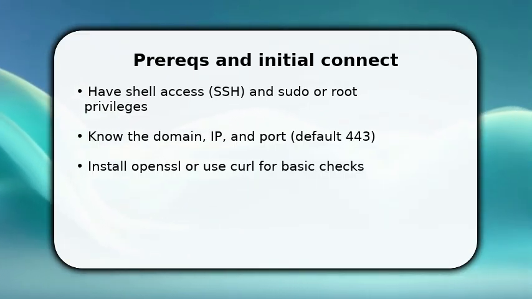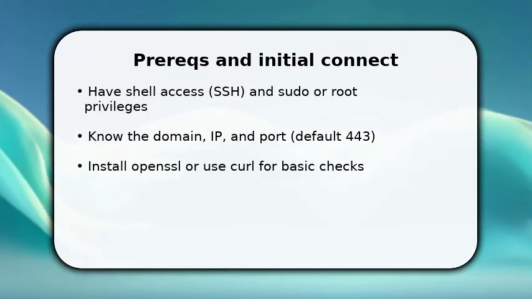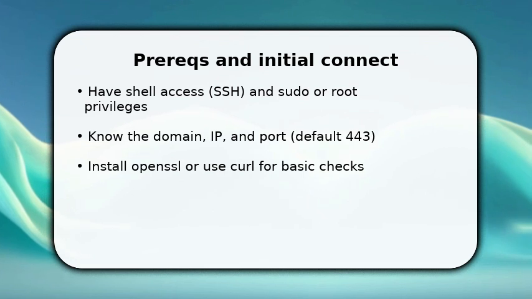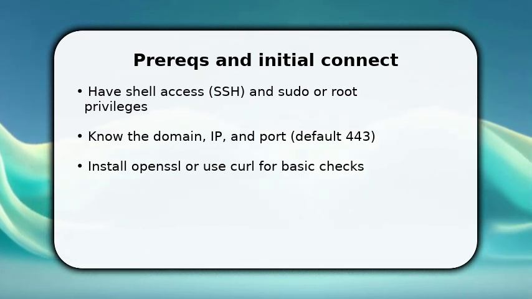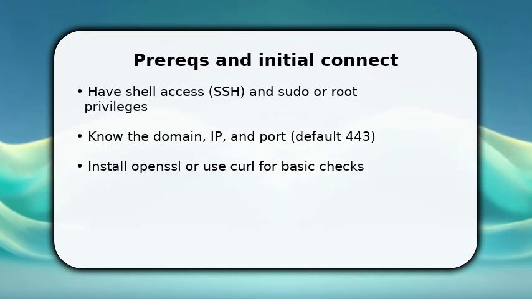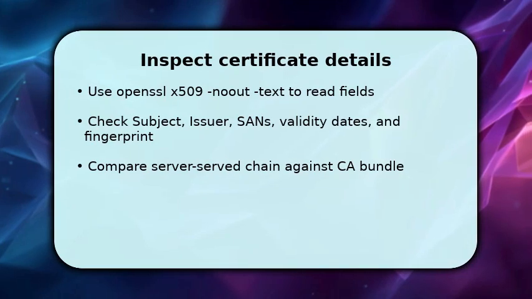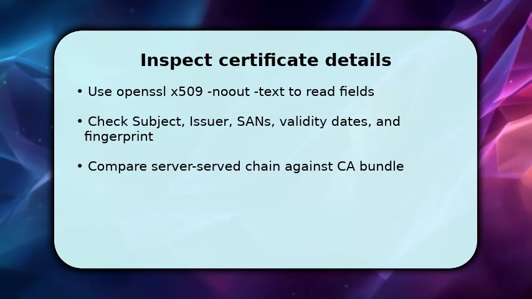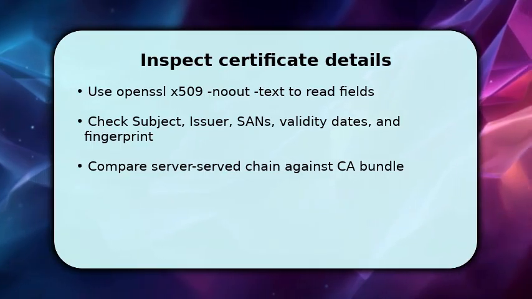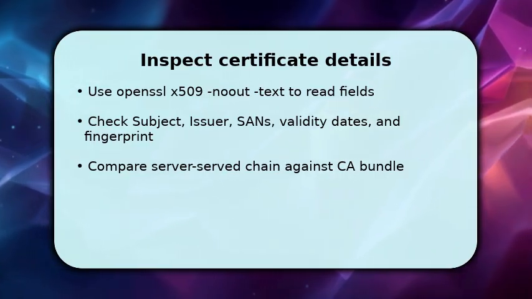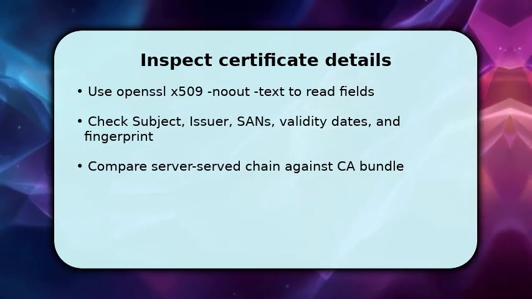Make sure to note which interface and IP the service binds to, because a mismatch causes valid certificates to appear invalid when queried. You now parse the certificate. Pipe the PEM into openssl x509 -noout -text to reveal subject, issuer, SAN, validity window, and signature algorithm. This explains who issued it and which names it covers.